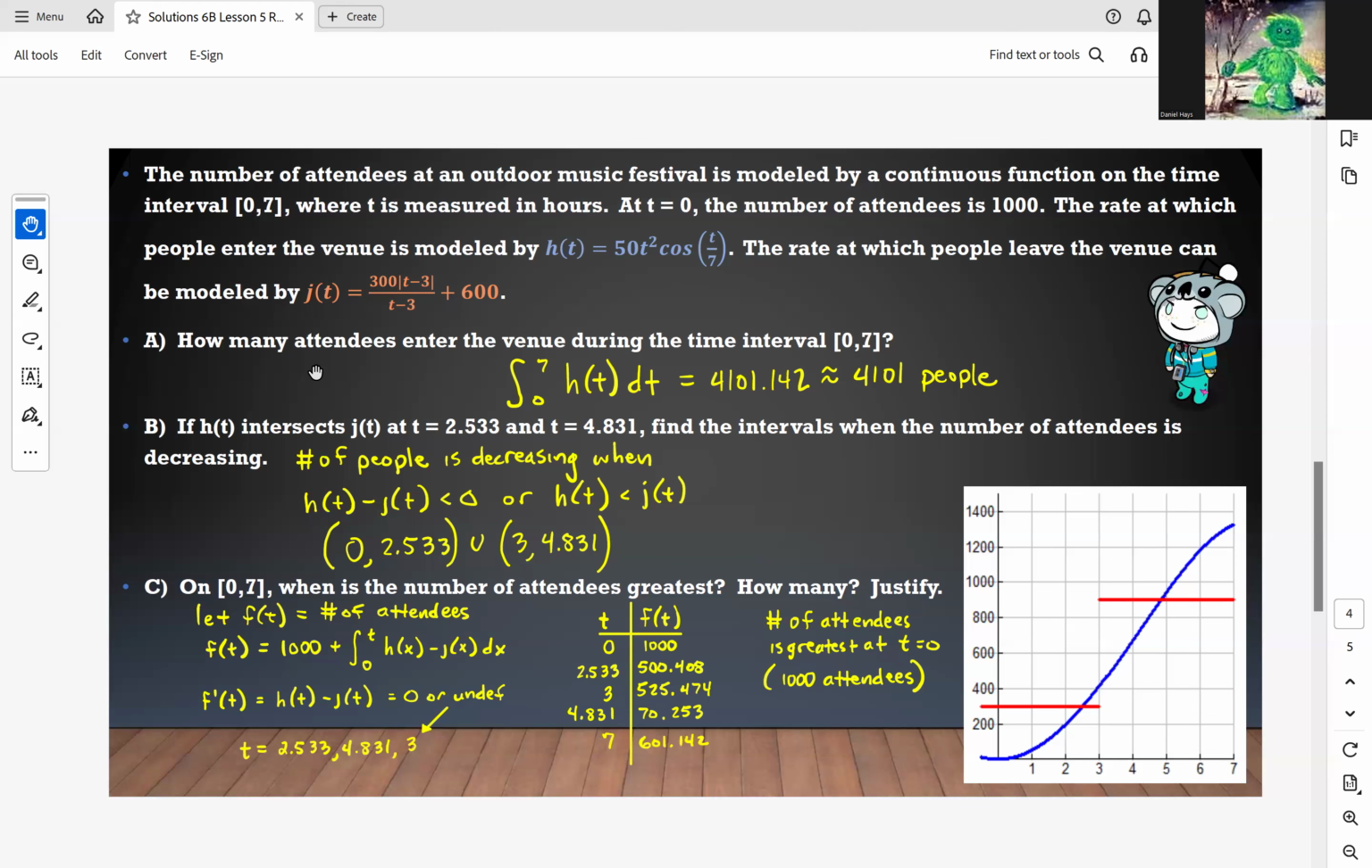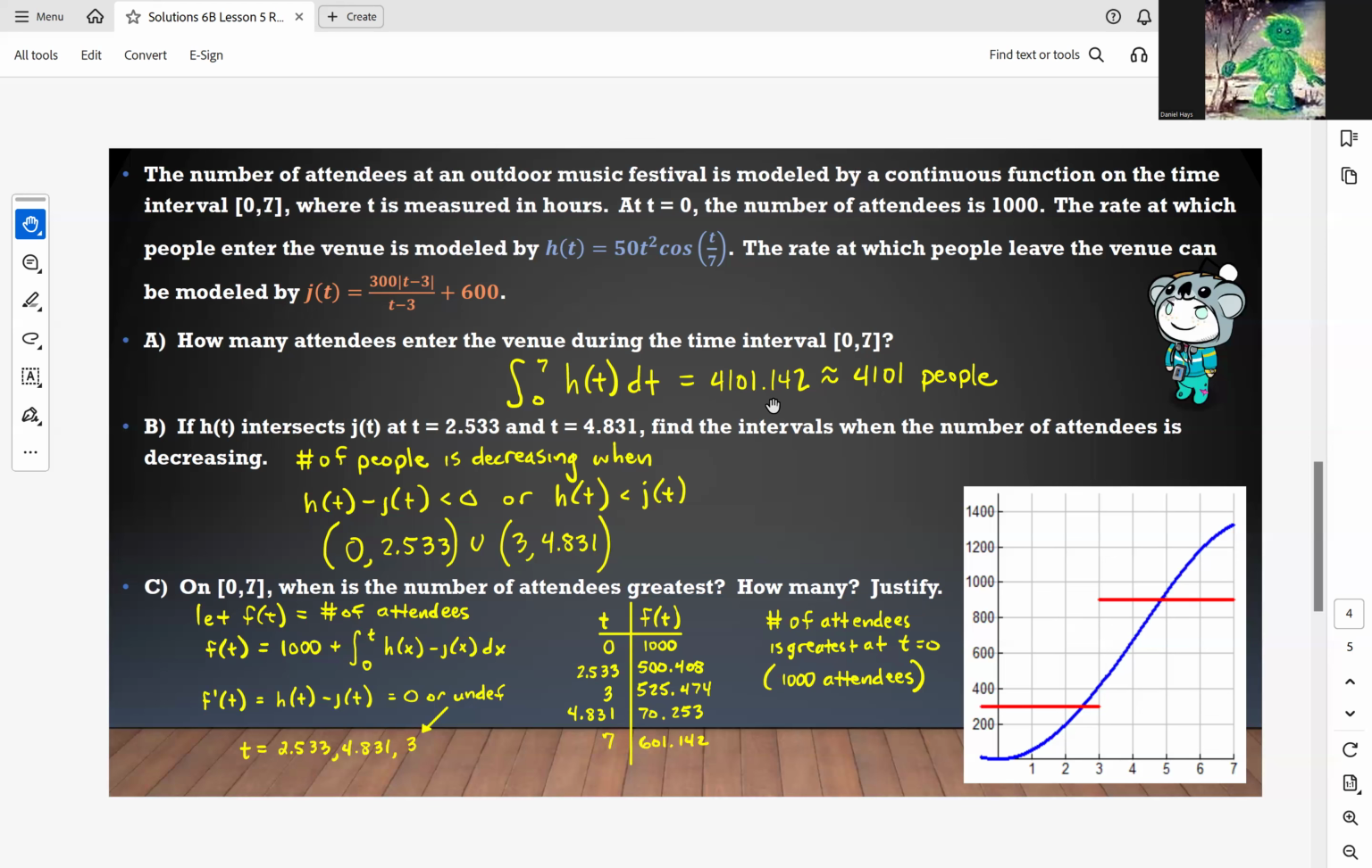First question, how many attendees enter during this 7-hour time period? Well, to learn that, I would simply integrate the rate in. This being a calculator problem, I don't need too much work. I just have to show the proper integral setup. And then I go to n int. I get an answer. In this context, maybe we're rounding to a whole number.